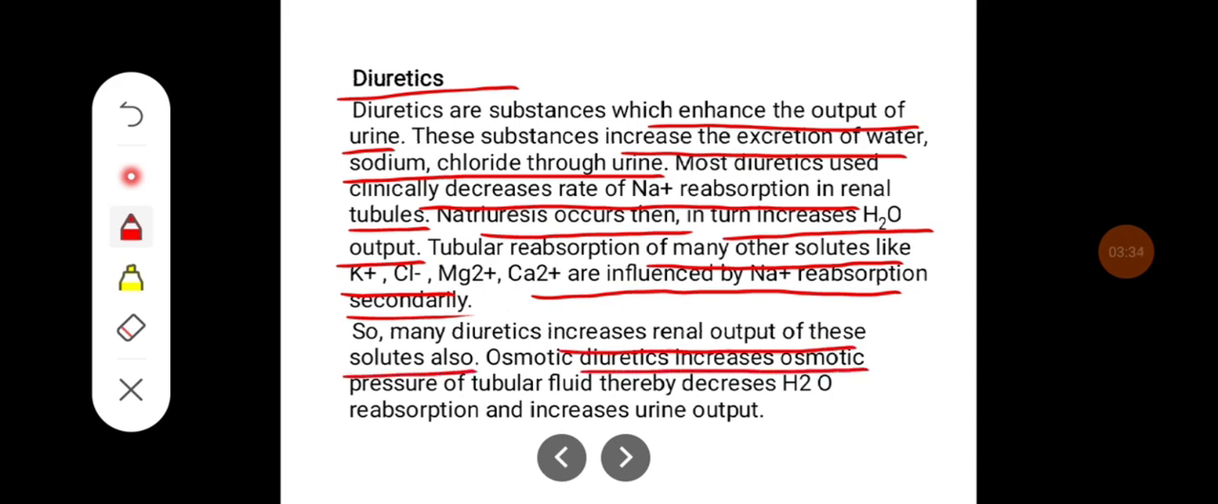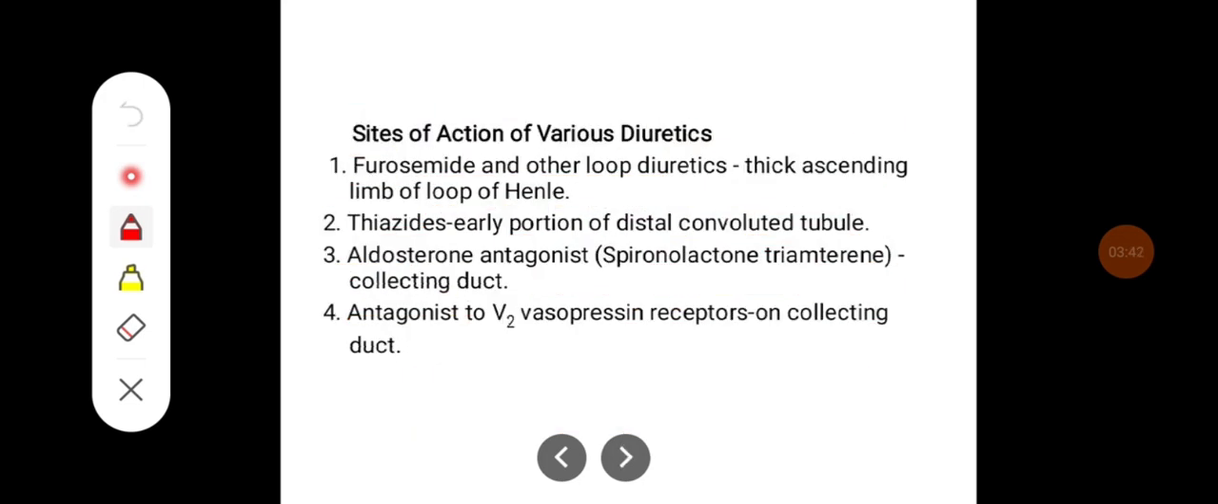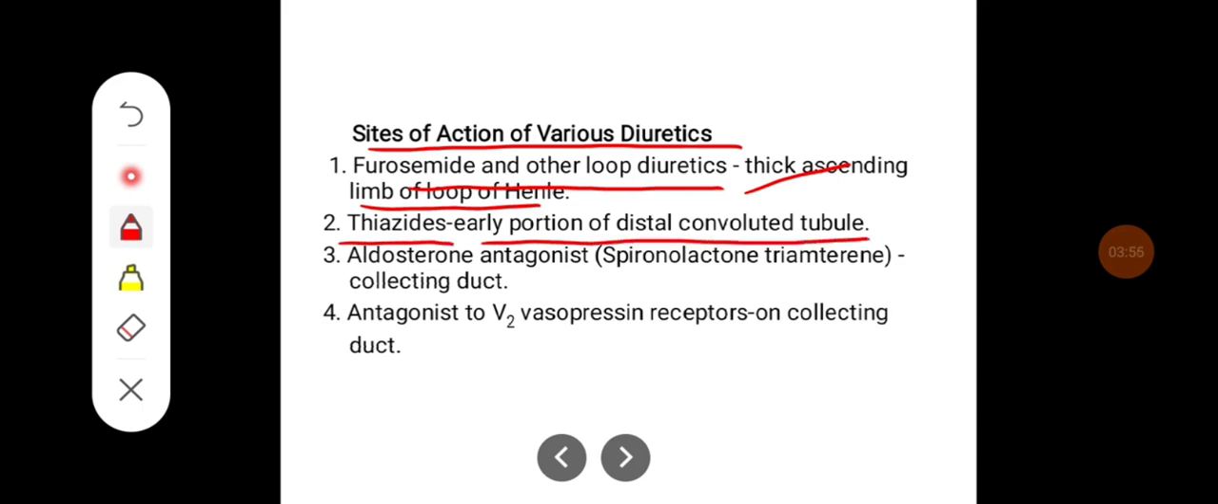Osmotic diuretics increase the osmotic pressure of tubular fluid, thereby decreasing water reabsorption and increasing urine output. Some of the sites of action of various diuretics: the drugs furosemide and other loop diuretics act on the thick ascending loop of Henle, whereas thiazides act on the early portion of the distal convoluted tubule, whereas drugs like aldosterone antagonists, spironolactone and triamterene, act on the collecting duct, and antagonists of V2, that is vasopressin receptors, act on the collecting duct.